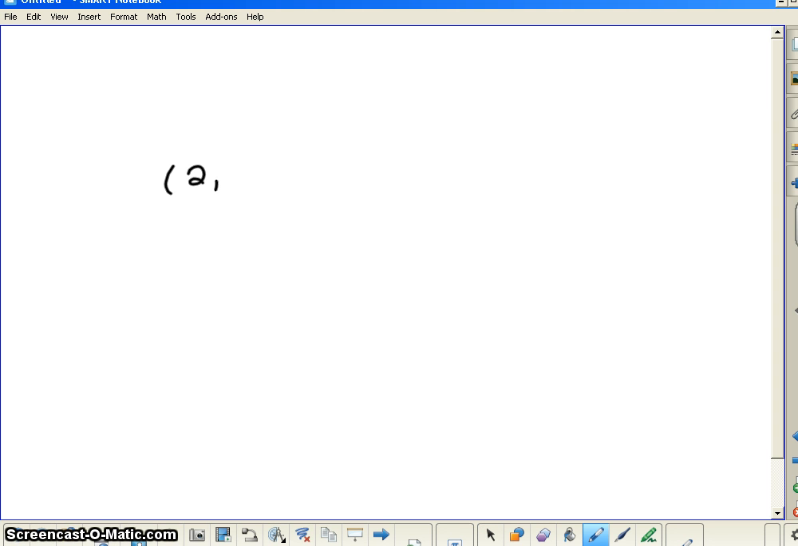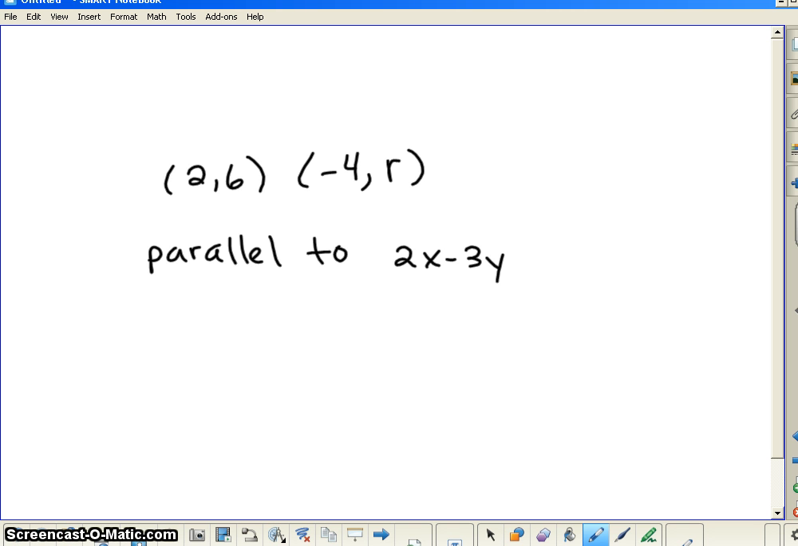Okay, we're going to start off with 2 points. 2, 6, and -4, comma, r. So basically, something's missing. What's missing? The y coordinate. Okay. And the question says, find r so that the line going through these 2 points is parallel to 2x minus 3y equals 4.